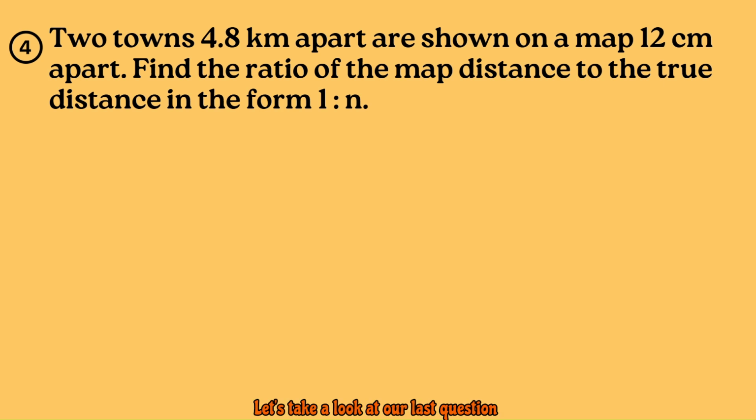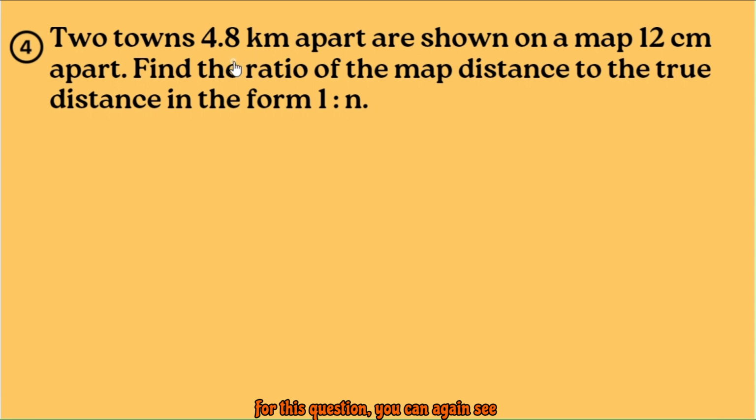Let's take a look at our last question for this video, which is a word problem. Two towns 4.8 kilometers apart are shown on a map 12 centimeters apart. Find the ratio of the map distance to the true distance in the form 1:n. For this question, you can again see that we have different values. We have centimeters and kilometers for the distances.